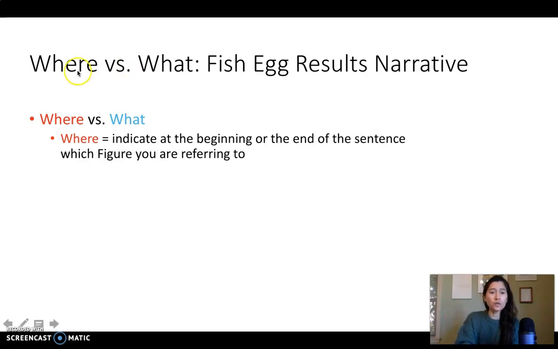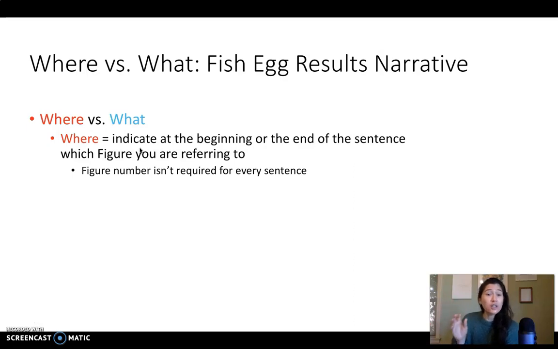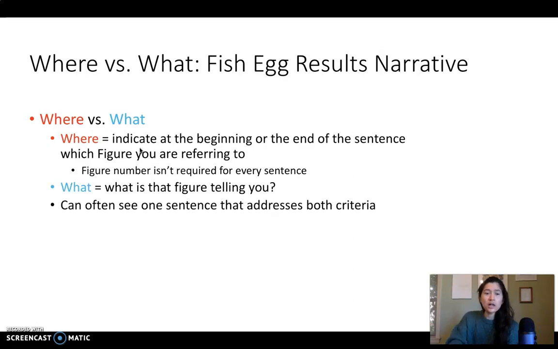So the where is indicating either at the beginning or the end of the sentence, either one, which figure or which table you're referring to with your data. And a figure number isn't required for every sentence in the results section. So for example, if the first sentence references a figure and the next sentence refers to that same figure, you don't have to put the figure number in both of those sentences back to back. You could just put it in the first one. So that's the where. And then the what is, what is that figure telling you? What is the takeaway that the data is indicating?